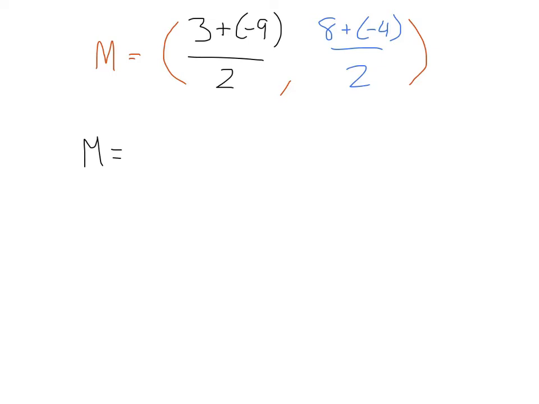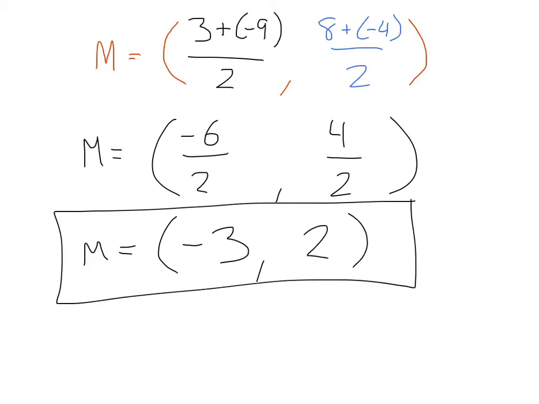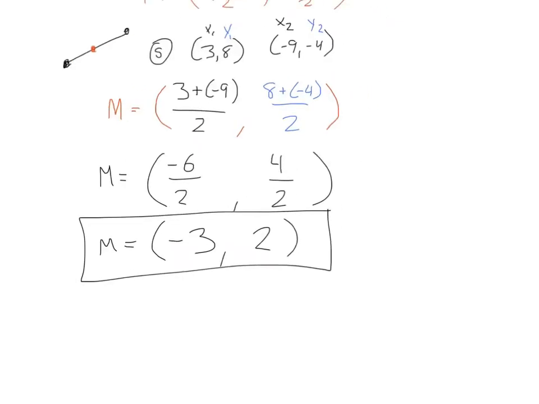I'm using a bunch of colors here, so I apologize if that's confusing. 3 plus -9 is like saying 3 minus 9. 3 minus 9 is -6, and we're going to divide that by 2. And then 8 plus -4 is like saying 8 minus 4, which of course is 4. I'm dividing that by 2. All right. So now -6 divided by 2 gets you -3. 4 divided by 2 gets you 2. And you have just found the midpoint between those 2 points.